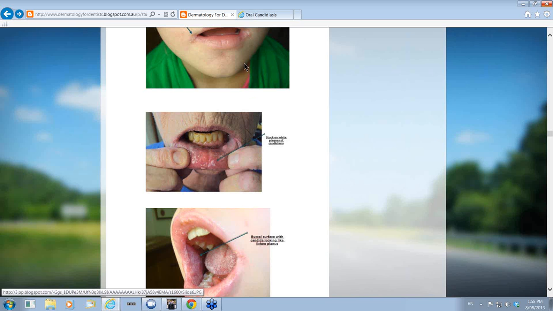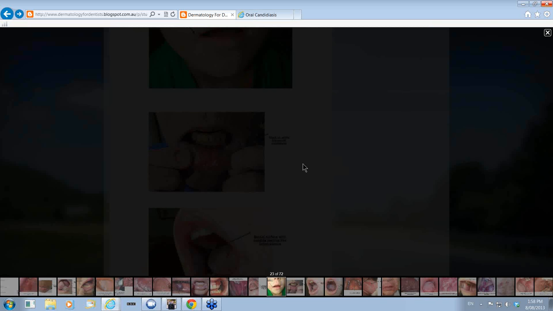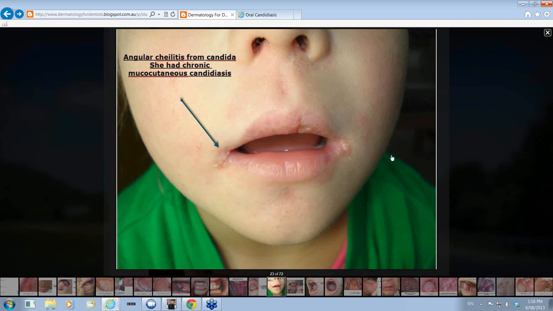Here's another case. Actually, we'll make these images just a little bit bigger and get a chance to have a look at them. Here you can see the angular cheilitis. You can see the little folds or cracks here. But as I say, she had chronic mucocutaneous candidiasis.